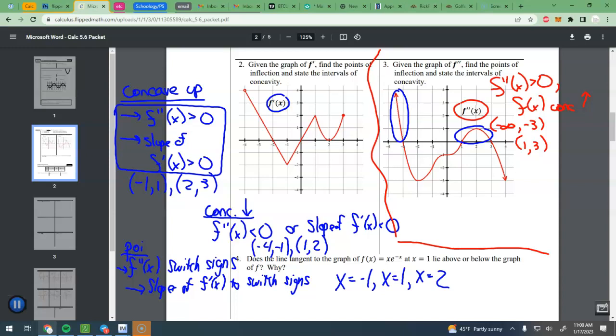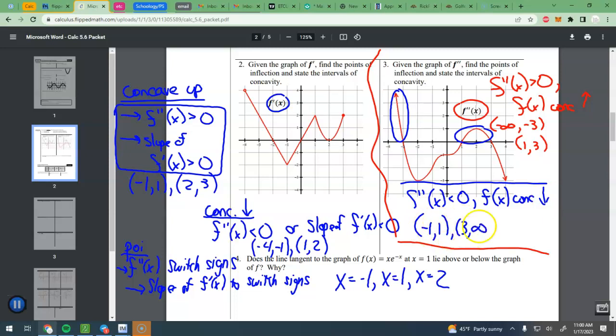And then the opposite. I should have colored it; this should be blue, and all these should be blue. For the opposite, when the second derivative is less than 0, that means the original function is concave down. And that happens when we're below the axis, so from negative 1 to 1 and from 3 to infinity.